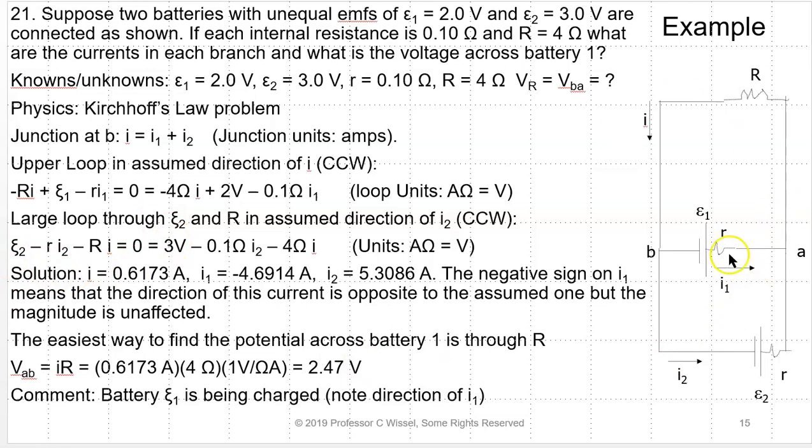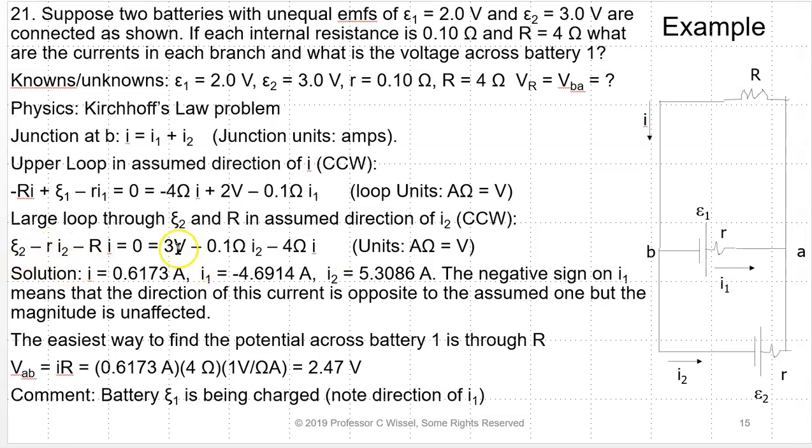Now I'm going to go through, and I have 2 choices. I can go through this loop or this loop. I just decided to pick the big loop. I'm going to start with E2, and I'm going to go counterclockwise in the assumed direction of I2. So I started right here, and I'm going from the negative to the positive plate, so that's positive E2. I'm going down the waterfall through this internal resistance, so that's minus R times I2. I'm going to go down the waterfall in the assumed direction of the current through the big resistor, so that is minus R times I. I've come back to my starting point, so that equals 0.